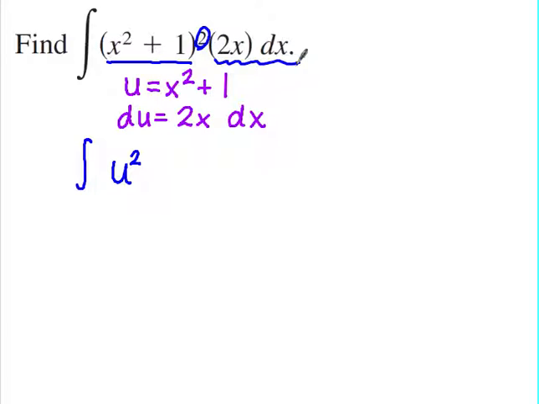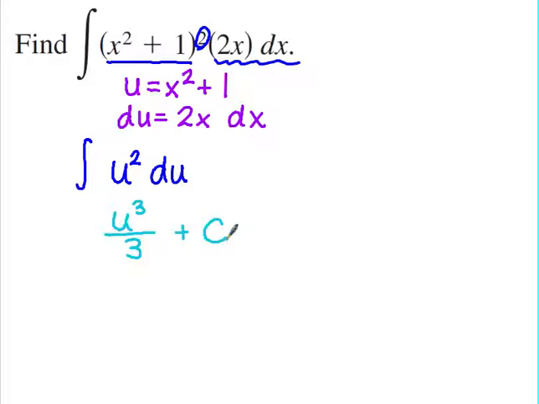This is represented with du. So I have rewritten the whole integral as u squared times du. So 2x is for u. Yes, right there, 2x dx. So now if I integrate u squared in terms of u, I'm going to use my general power rule. So this is u to the third divided by 3 plus c.